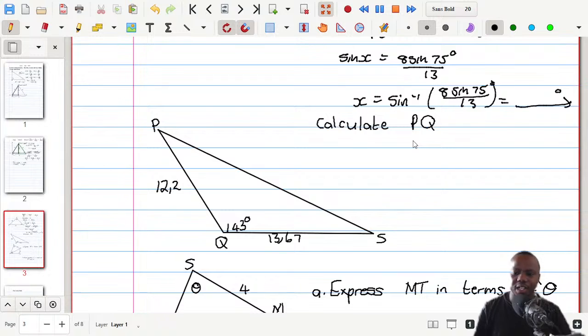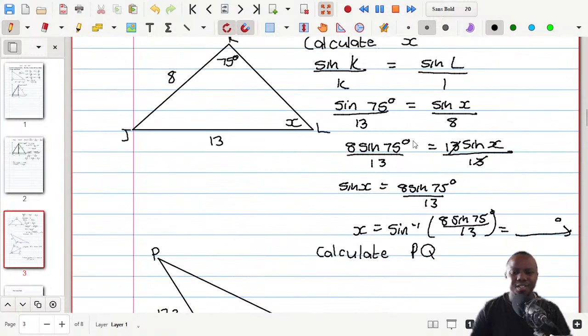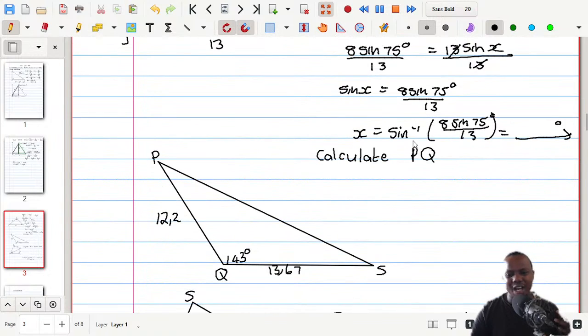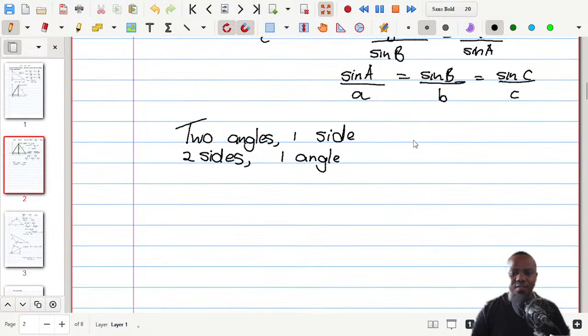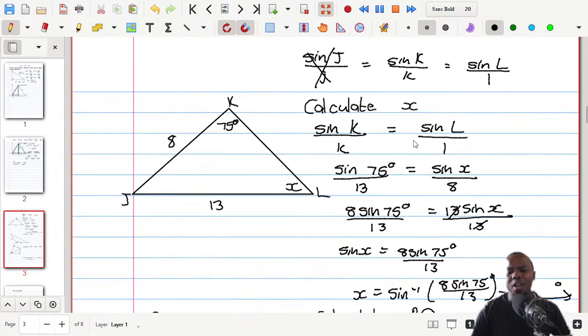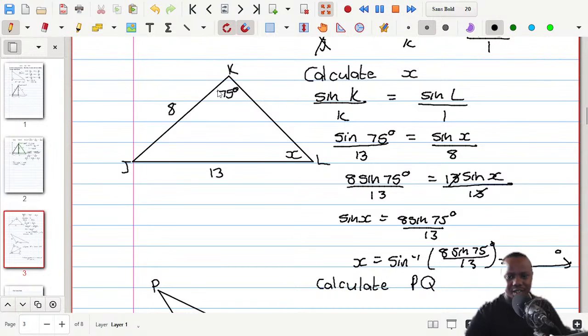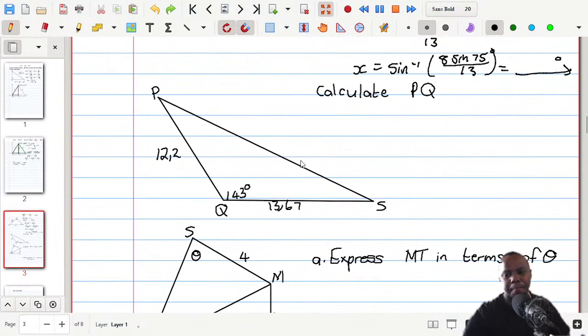The next question says we need to calculate PQ. Now, if you look at this, we said that we could use the sine rule when we have two angles on one side, or if we have two sides and one angle. When you look at the diagram, the first diagram we worked on, we had two sides and one angle. That's why we could use the sine rule. Now, technically speaking, when we look at the second diagram, you might think we've got two sides and one angle. Let's use the sine rule to get PQ. Excuse me, actually we already have PQ here. The question meant to say we need to calculate the value of PS.